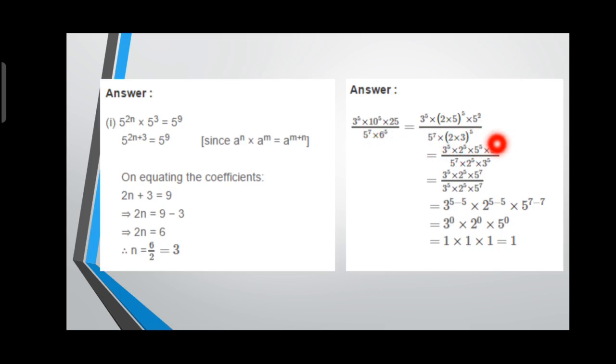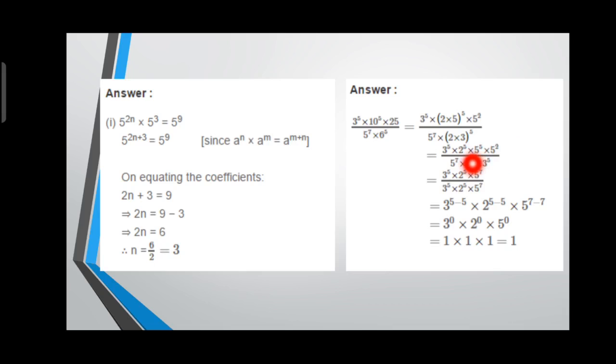Am I clear children? Now this power 5 can be given inside the brackets, which is 3 power 5. So 2 power 5. Then 5 power 5. Then 5 power 2. Then in the denominator it's 5 power 7. And here it is 2 power 5 and 3 power 5. Clear children? And then next, we can simplify whichever is possible. See here, this is 3 raised to the power of 5, this is 2 raised to the power of 5, and this is 5 raised to the power of 5 and 2.